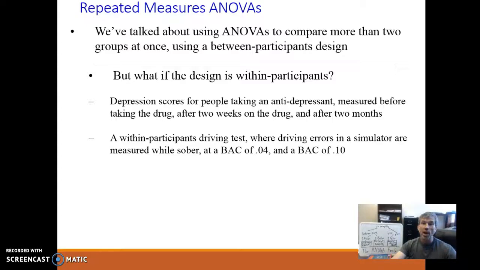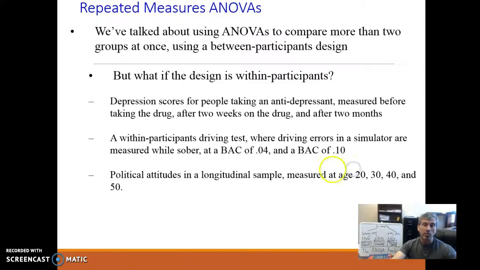Another example is a within participants driving test on the effects of alcohol consumption on driving. Driving errors in a simulator are measured, first while people are sober, then while they are mildly impaired, and then while they are over the legal impairment limit. Again, 3 sets of scores all coming from the same participants.